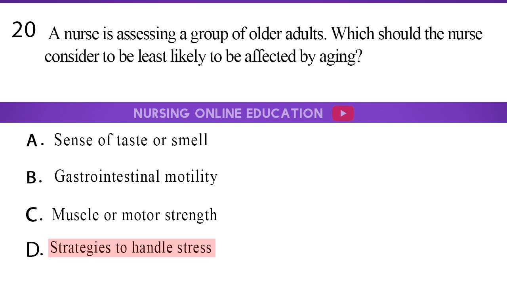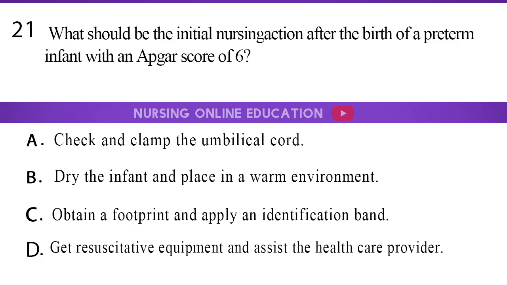The answer is option D. Strategies to handle stress. 21. What should be the initial nursing action after the birth of a preterm infant with an APGAR score of 6?